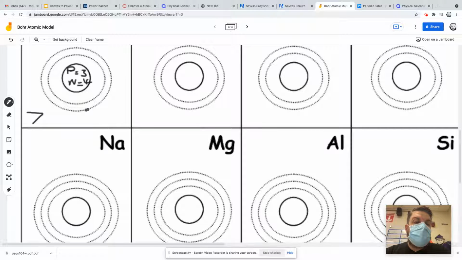Now, if my protons equals 3, how many electrons do I have? 3, right? Because you want to have an equal charge. Now, this first ring, N1, can only have 2 electrons. That's the most that first ring can hold. So where do I put the third one? Yep, on this ring right here.